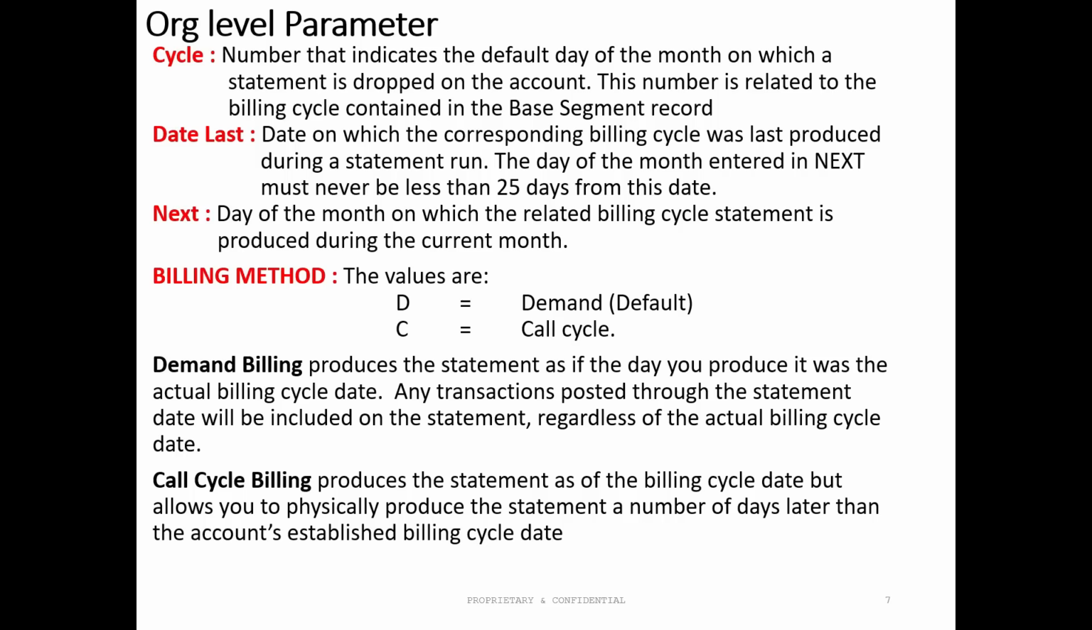Call cycle billing produces a statement as of your billing cycle date, but allows you to physically produce the statement a number of days after the account's established billing cycle date. Suppose our billing cycle date is the 15th, so we will produce the statement on the 17th. There will be some difference.